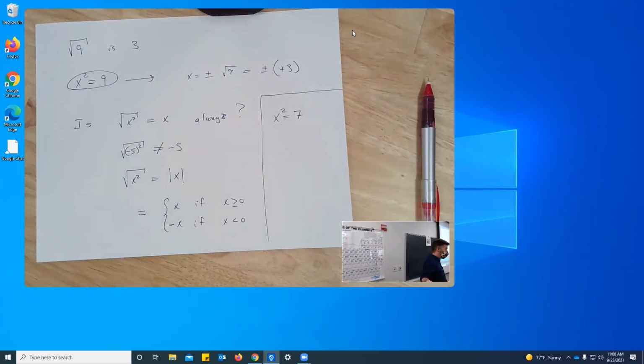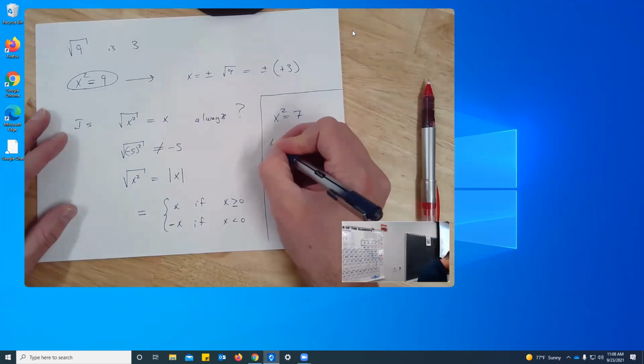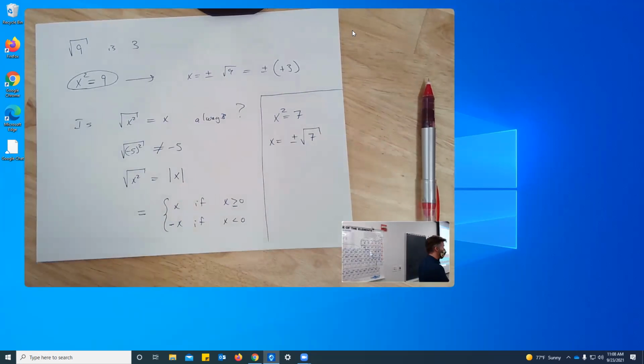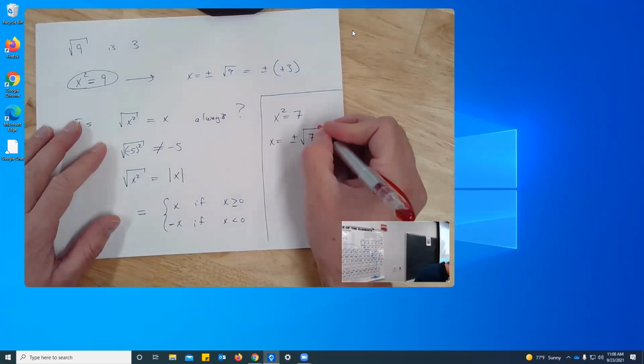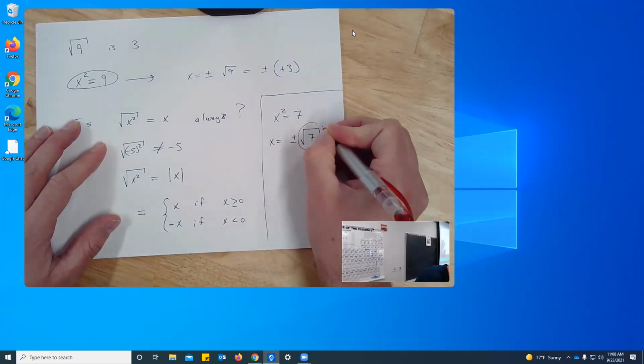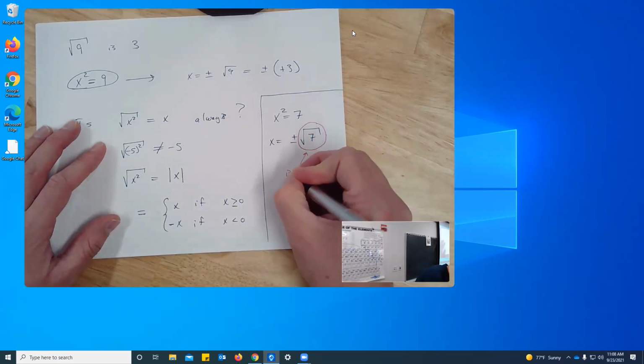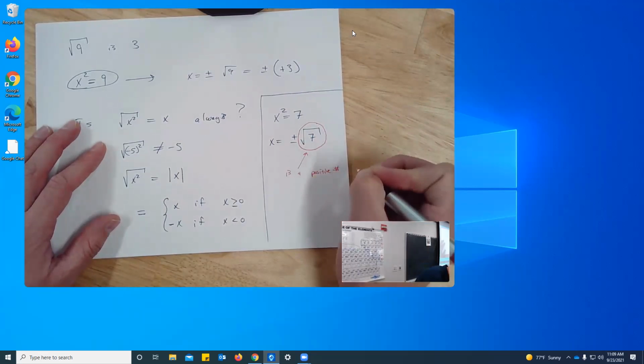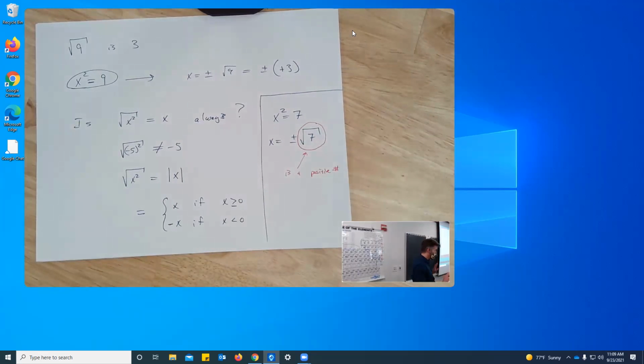And what are they? Right. And we need to write the positive and the negative because the square root of 7 itself is a positive number. And only positive, right? The square root of 7 is 2 point something. I have no clue what it is approximately. It's between 2 and 3.